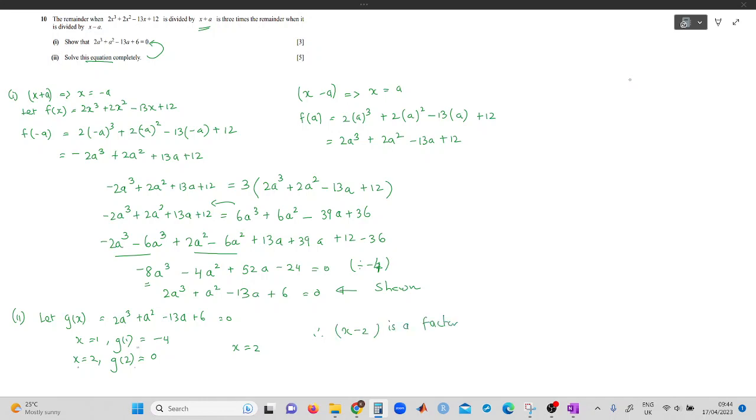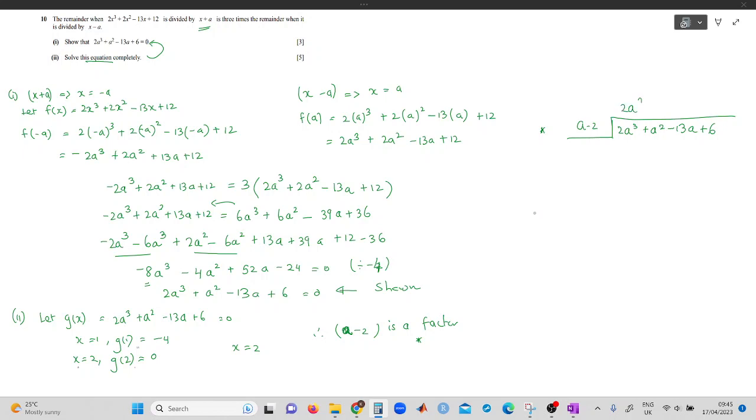So it asks us to solve completely. So take the screenshot. I think I've already taken the screenshot for the first one. Let's continue it here itself. It asks to solve this equation completely. The second part requires knowing what the other values are. So 2a cubed, it will be a minus 2 because the algebraic term here is not x, it's a. Squared minus 13a plus 6 is a minus 2. Then I will solve.